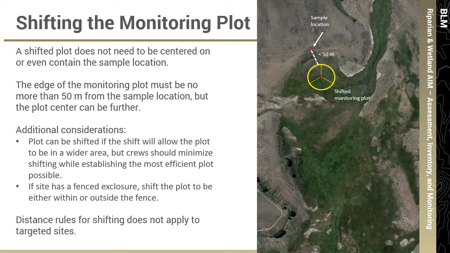There are a few additional considerations for shifting a monitoring plot. A plot can be shifted if the shift will allow the plot to be in a wider area, but crews should minimize shifting while establishing the most efficient plot possible. If a site has a fenced exclosure, shift the plot to be either fully within or fully outside the fence. Distance rules for shifting do not apply to targeted sites because they are placed to address monitoring objectives and not for population estimates.